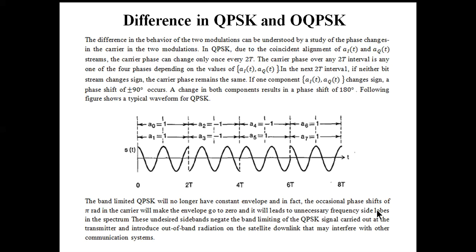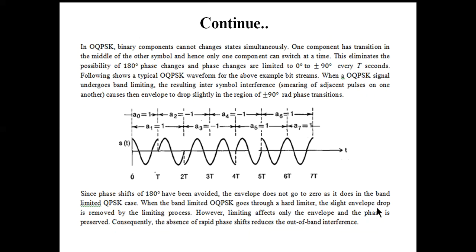So our main objective should be to get a constant envelope, or to minimize the abrupt phase change, like the 180 degree phase shift, so that the side lobes in the spectrum can be reduced. So considering these facts, OQPSK slightly overcomes those problems. Here you can see that there is a slightly different alignment. So both binary components cannot change simultaneously. One component has its transition in the middle of the other symbol. Hence, only one component can switch at a time.